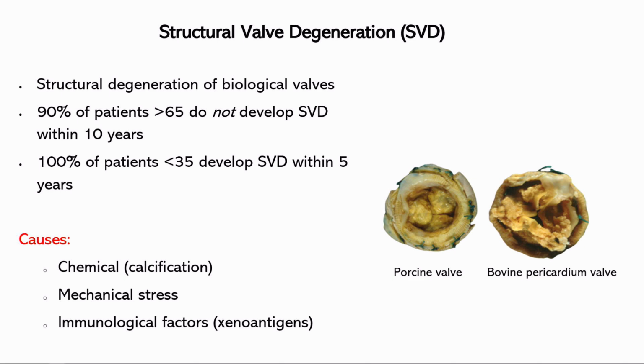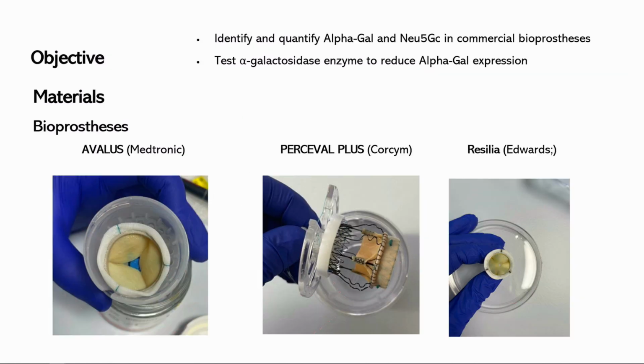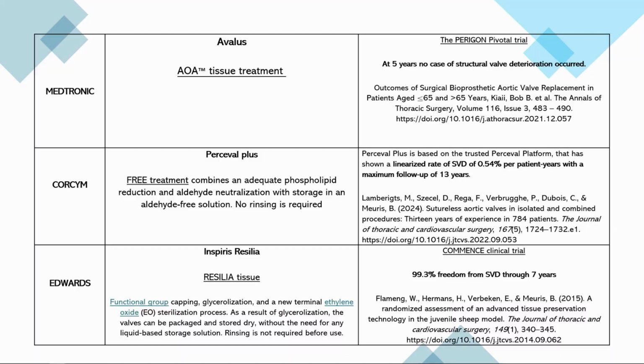The main cause of this degenerative situation is mainly calcification, and there are also mechanical stress and immunological factors involved. Here we are focusing more on the immunological factors, because they are related to the tissue being obtained from animal sources.